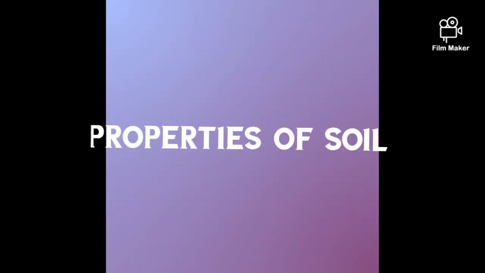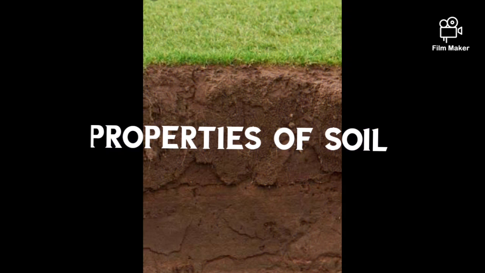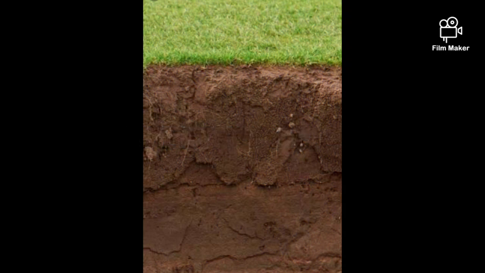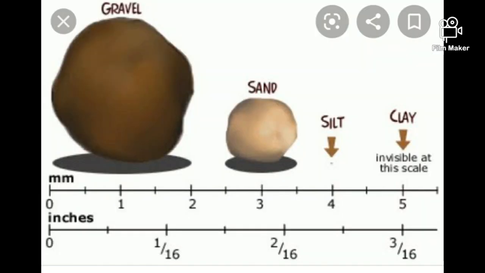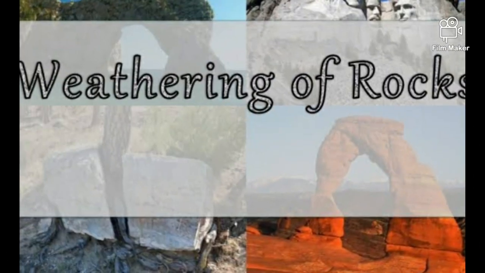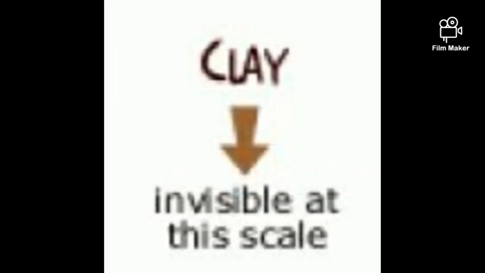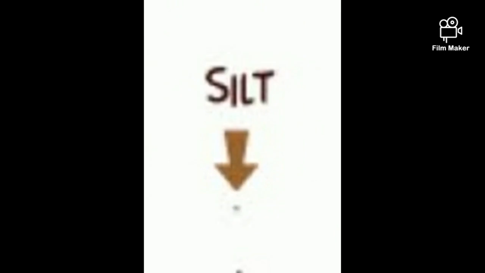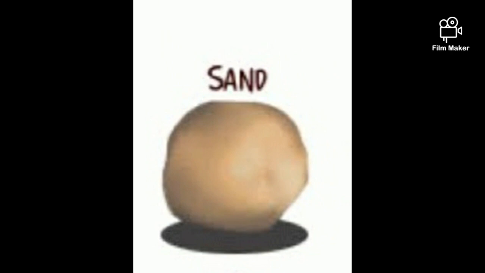Today we are going to see about properties of soil, and the first is soil texture. Soil texture mainly depends on the relative size of the soil particles. We know that the soil particles are produced as a result of weathering of rocks. The smaller particles that are smooth are termed clay. The intermediate particles that are neither very rough nor too smooth are termed silt. The bigger coarse soil particles are termed sand.